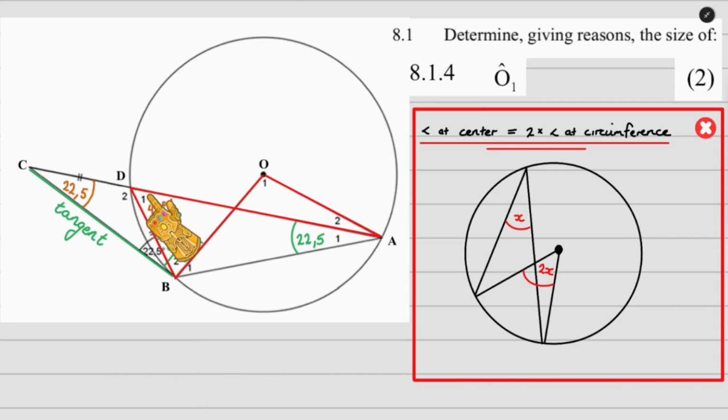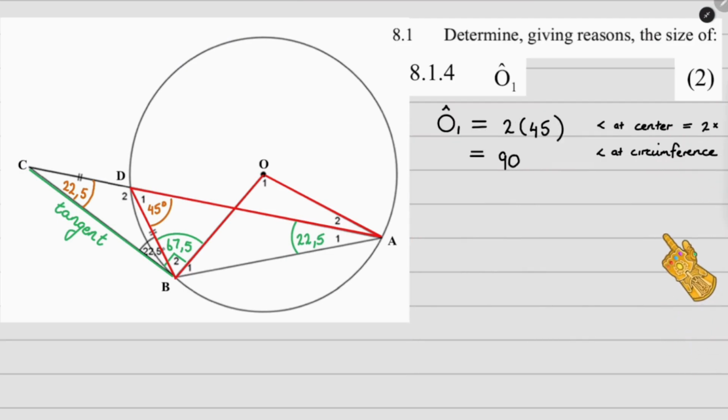If you kind of follow this 45 back down to its chord, you get to BA, and then you can follow BA back up to get to O1. So this 45 and the O1 are subtended by the same chord. So we can just jump ahead and say O1 equals 2 times 45 for this reason over here. Angle at center equals 2 times the angle at circumference. Just like this, and 2 times 45 will give me a classy little 90 degrees over there, boss. Alright, let's fill that in and move on.